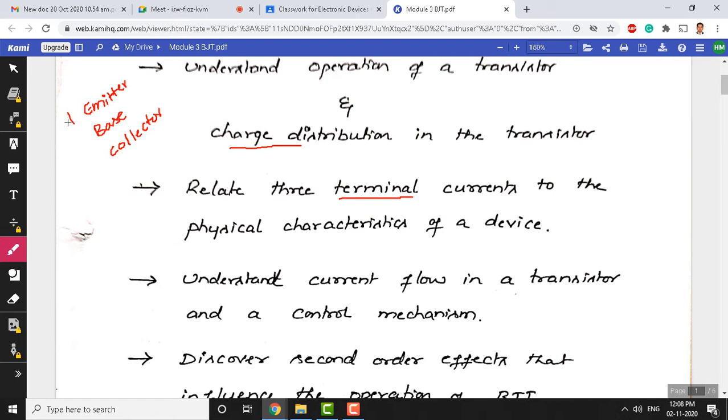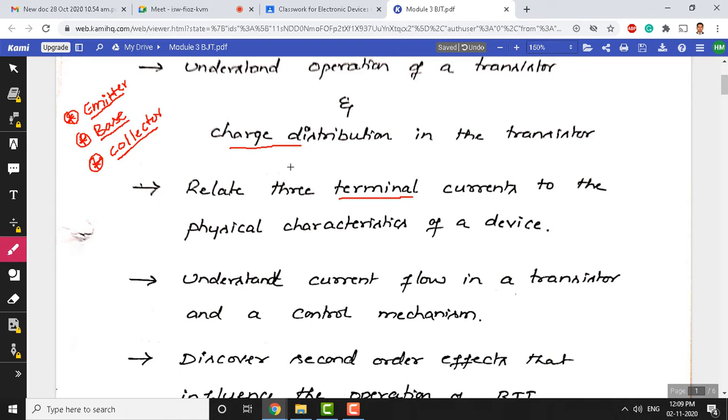The name itself tells you what we mean by emitter, base and collector. The emitter emits charge carriers, the base is like a control mechanism, and the collector collects the charge carriers. Charges emitted by the emitter are collected by the terminal called the collector. The charge movement from emitter to collector is controlled by a third terminal called the base.